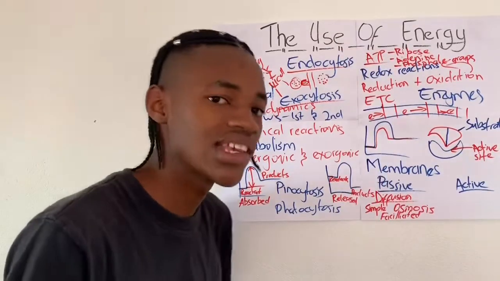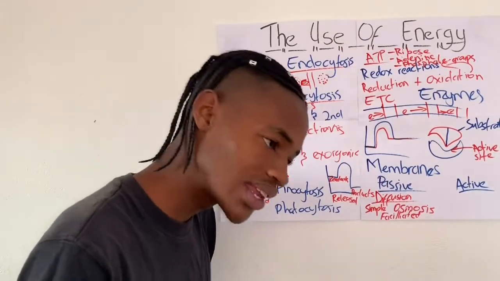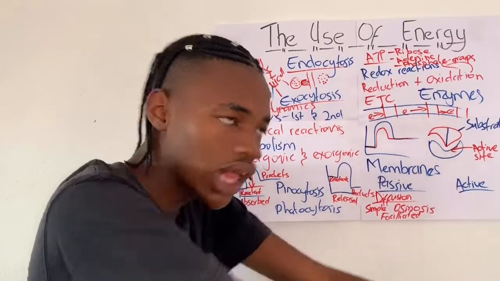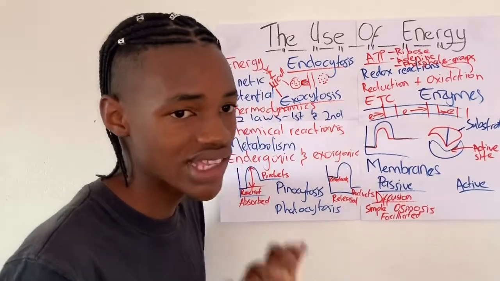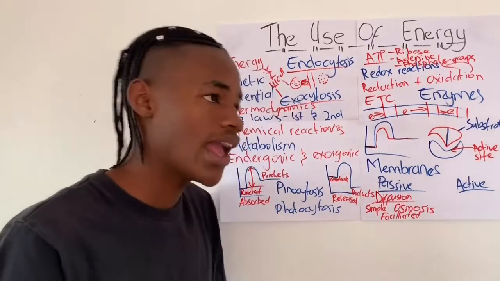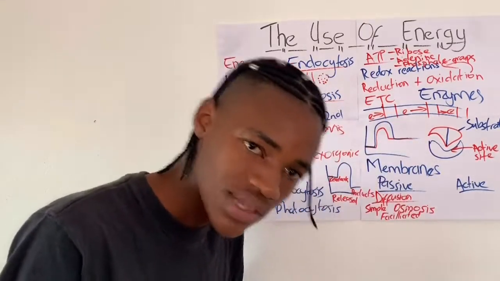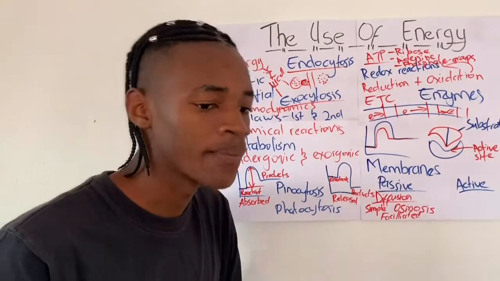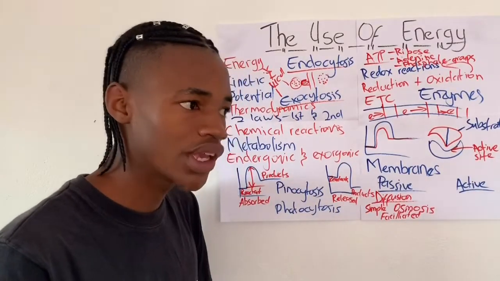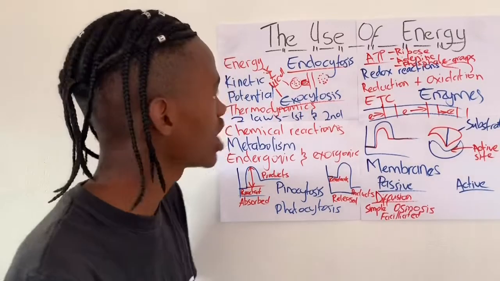And remember that endocytosis is when substances move into the cell, and exocytosis is when they move out of the cell, right? And remember that a vesicle helps carry those substances into or out of the cell, and they move through the cell membrane. And that is our topic of how cells use energy.